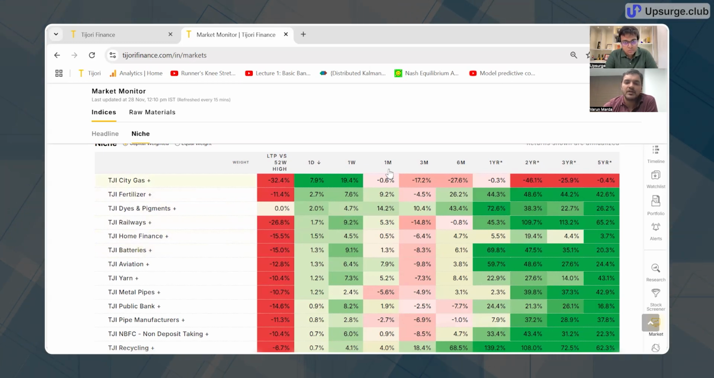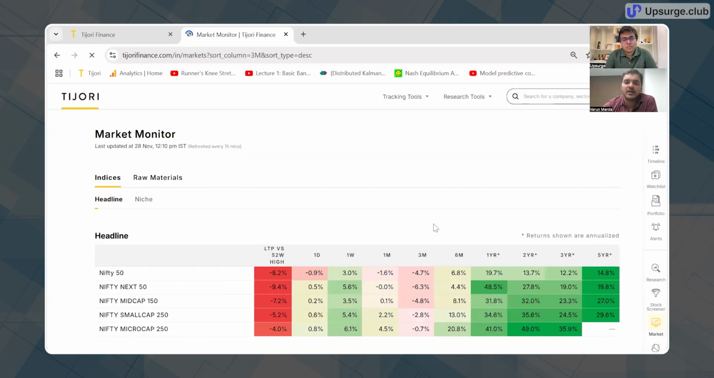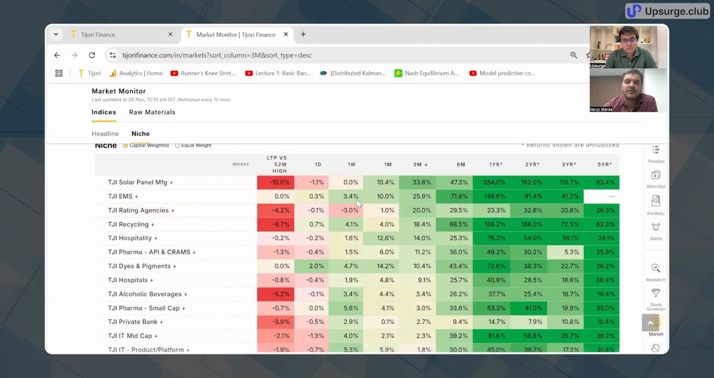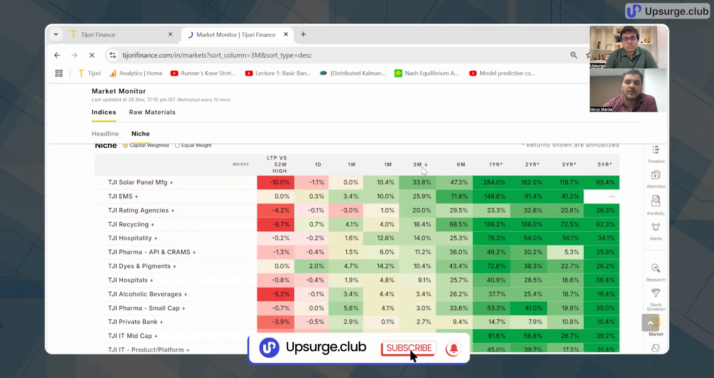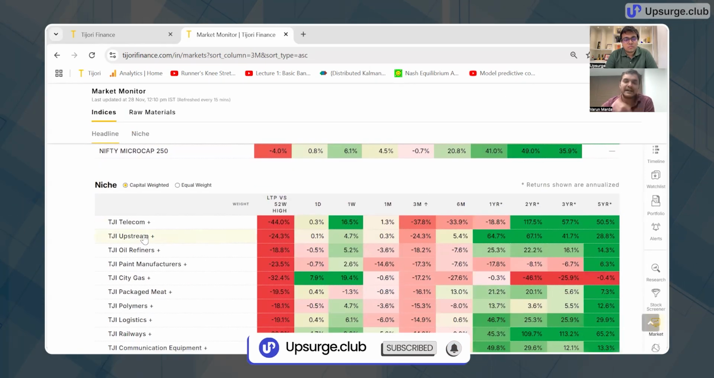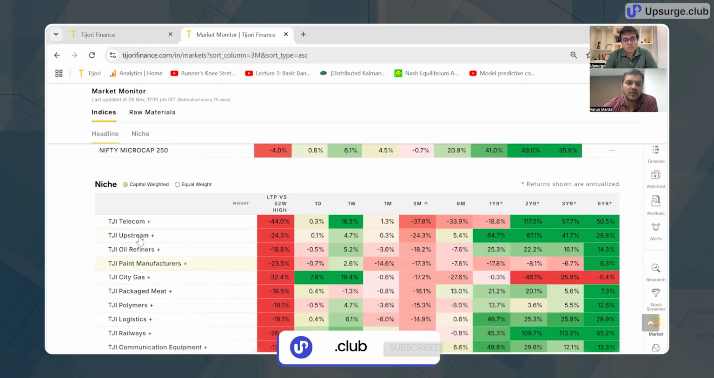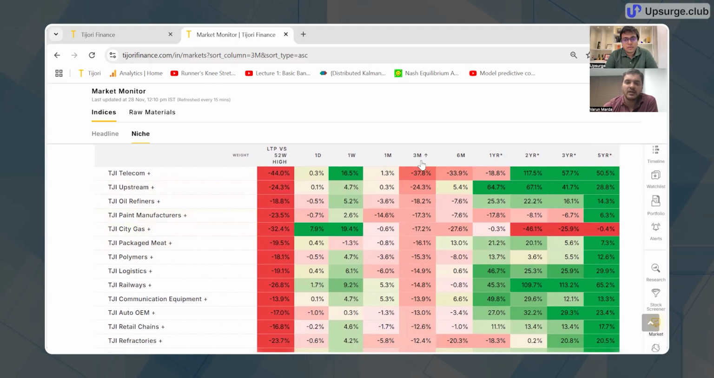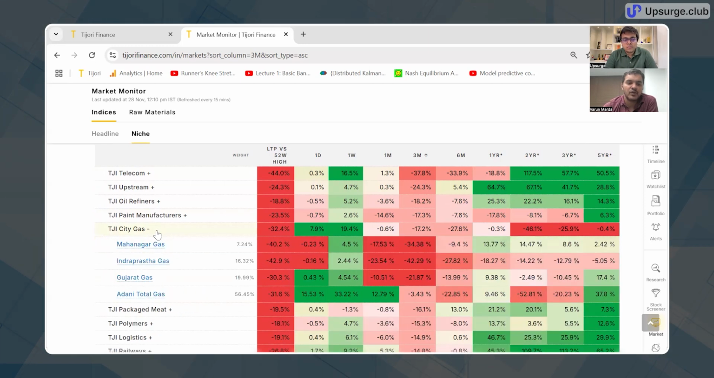So what people do is they look at, okay, last 3 months, let me see the best performing index. It is the solar panel index, or the worst performing index, for example, is telecom index or paint index or city gas index on a 3 month basis. So then the next question becomes, okay, which are the companies in this index? When you click plus, you can see the exact companies in this index. And then you'll see, okay, Adani's gone down by 3%, Indraprastha has gone down by 42% in the last 3 months.